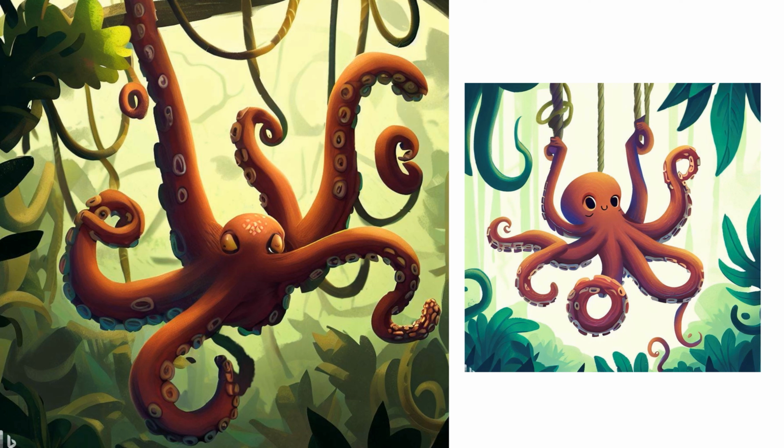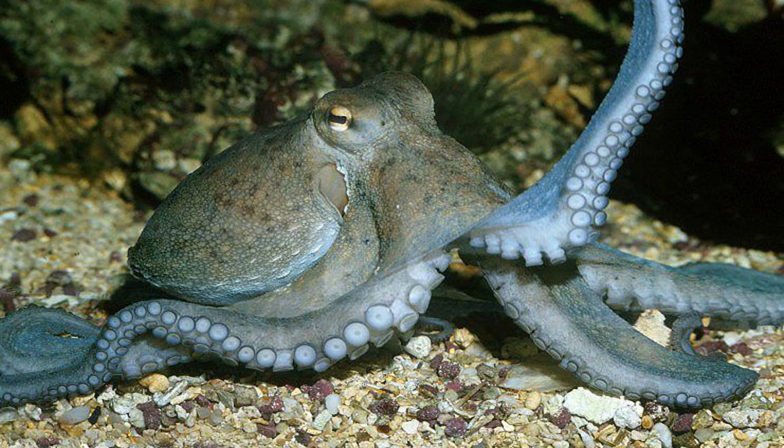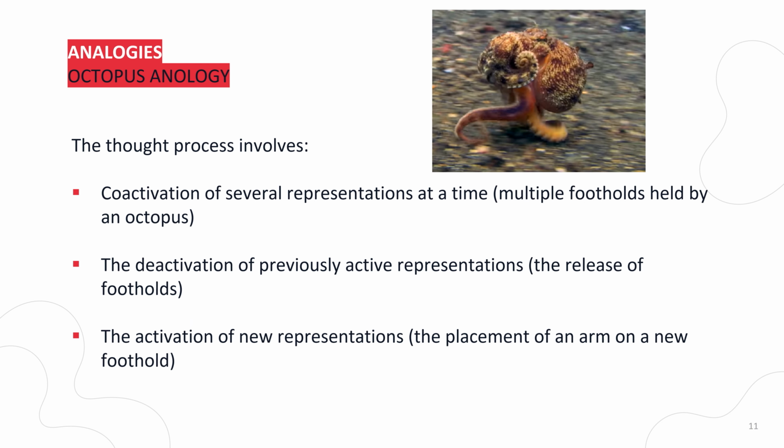I liked this analogy much more. So the dynamics discussed here are captured by an analogy involving an octopus grabbing and releasing footholds as it pulls itself from place to place. Octopuses really do this. It's an activity known as seafloor walking. The thought process involves co-activation of several representations at a time, which are the multiple footholds held by the octopus, deactivation of previously active representations, which are the release of those footholds, and the activation of new representations, the placement of an arm on a new foothold.